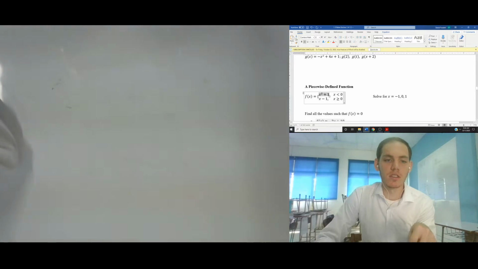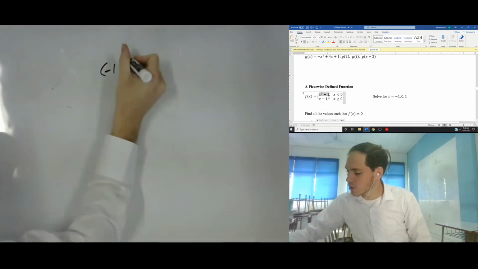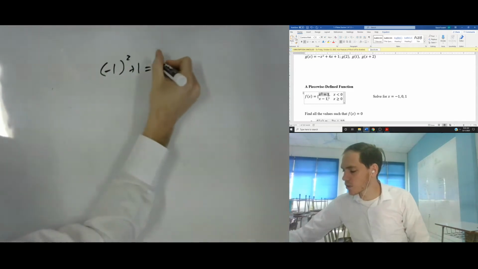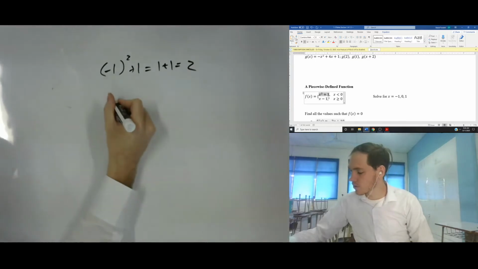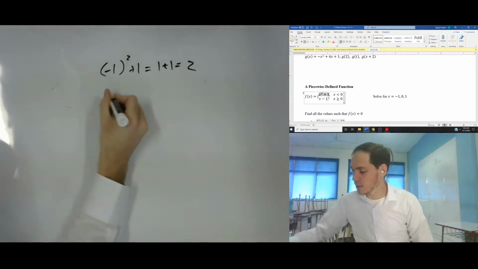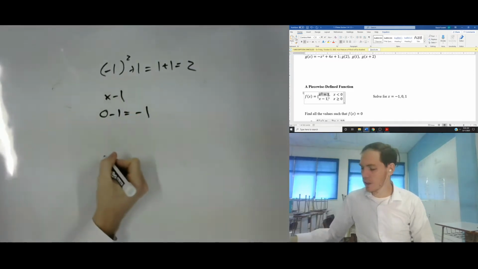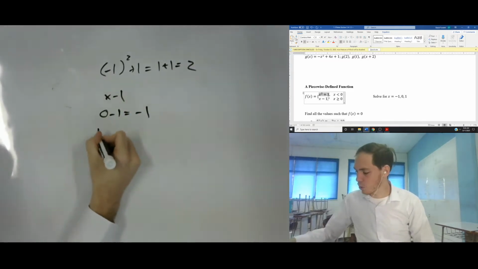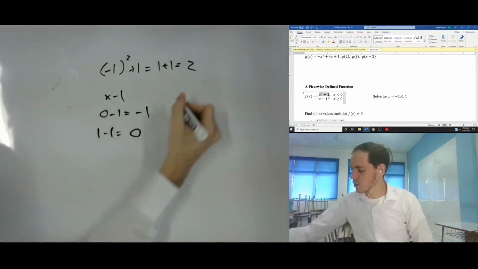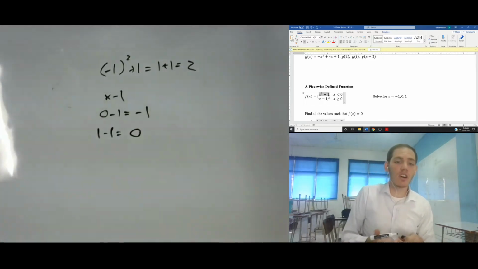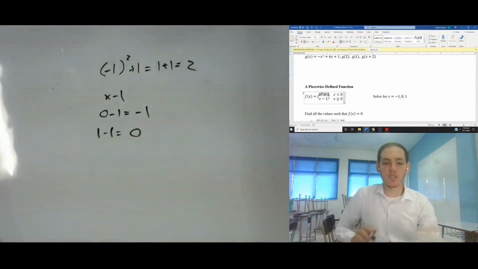We use this part. So if we plug in negative 1, we get negative 1 squared plus 1, which gives us 1 plus 1, or 2. If we plug in 0, we use the x minus 1, so 0 minus 1 gives us negative 1. And then if we plug in 1, we get 1 minus 1, or 0. Okay, so those are our solutions to negative 1, 0, 1.